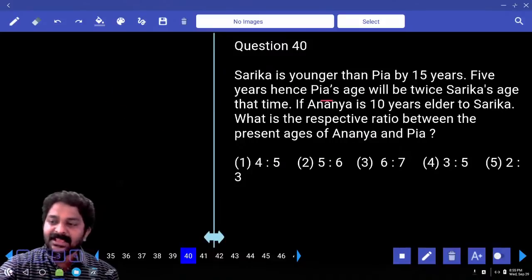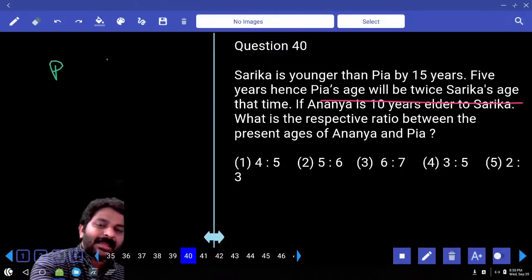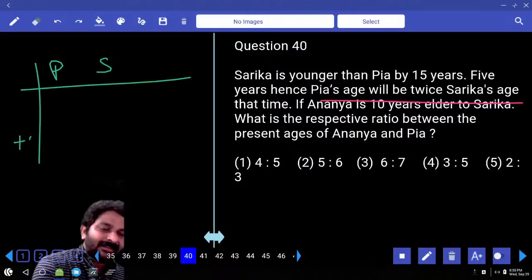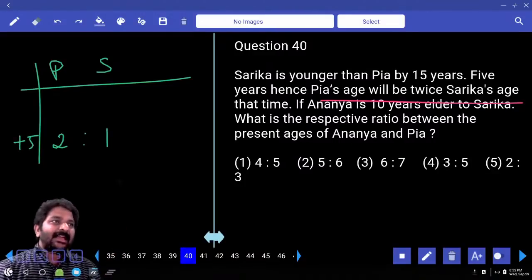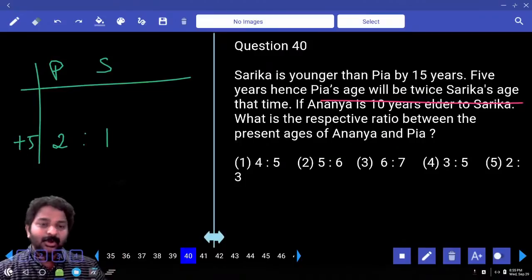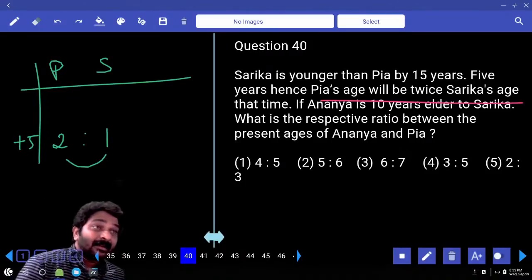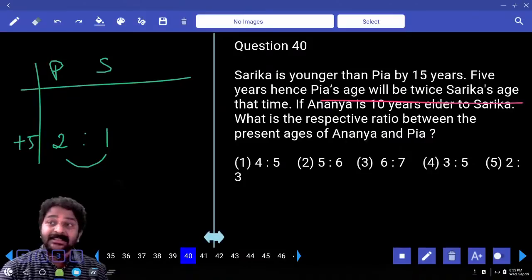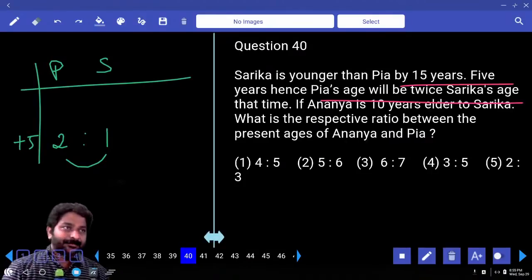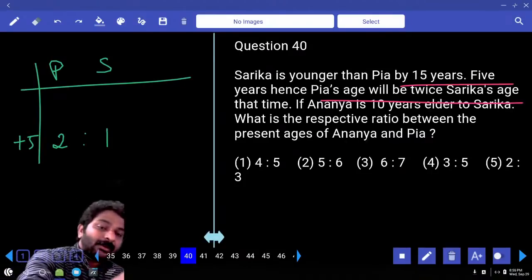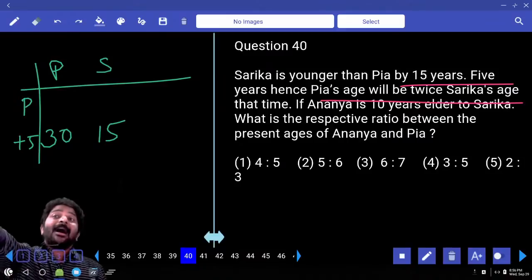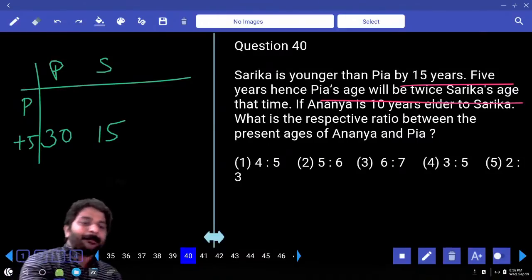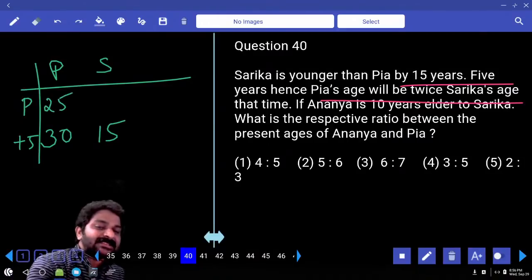5 years hence, Pi's age will be twice Sarika's age. Pi and Sarika after 5 years, what is the ratio? Twice. That is the indirect way of saying their age ratio is 2:1. The difference is one part, which is in terms of years. From the first condition, one part is 15, so two parts is Pi's age 30 and Sarika's age 15. Then to get the present age from after 5 years, we have to subtract 5 years. Pi's present age is 25 and Sarika's present age is 10.